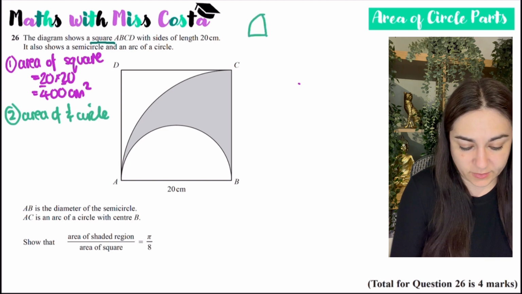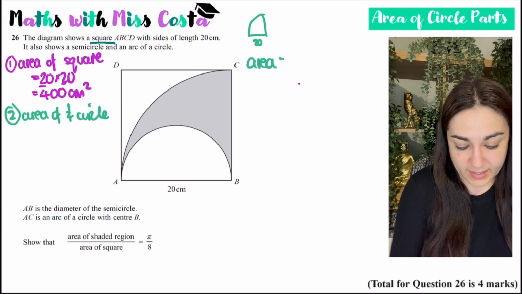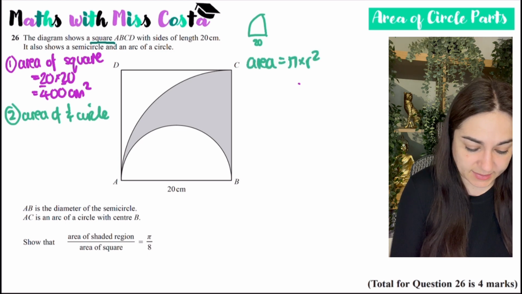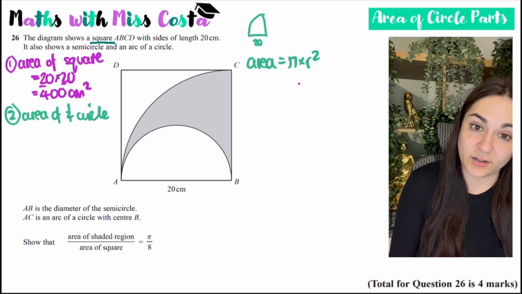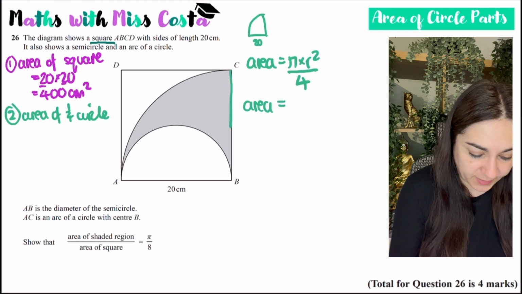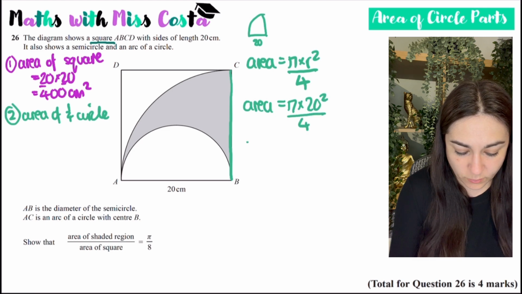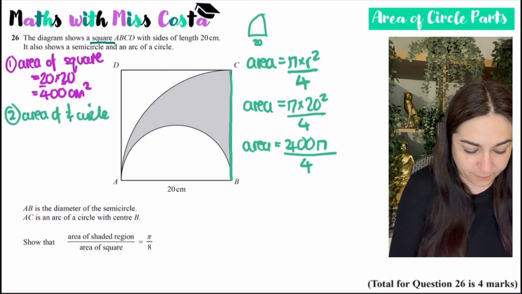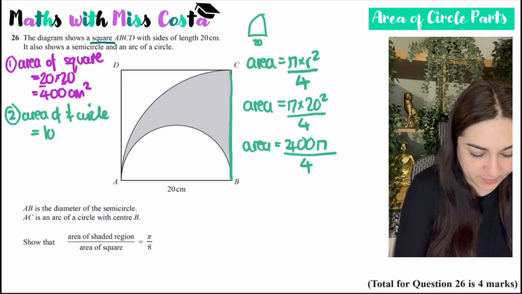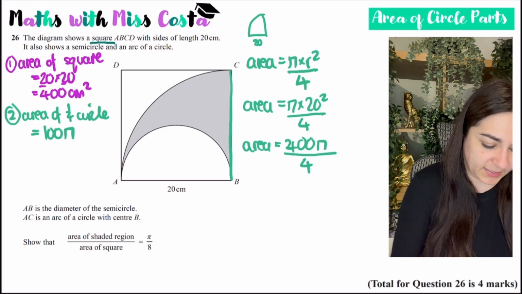So it's a quarter of a circle, and I know that the radius is 20 centimeters. So how do you work out the area of a circle? Area is pi times the radius squared. So the area of a quarter circle is going to be pi times radius squared divided by 4. So the radius of this quarter circle is 20. So I'm going to do pi times 20 squared divided by 4. So 20 squared is 400. So that would be 400 pi divided by 4. So therefore the area of the quarter circle is going to be 100 pi. So 400 divided by 4 is 100. So that's the area of the quarter circle.